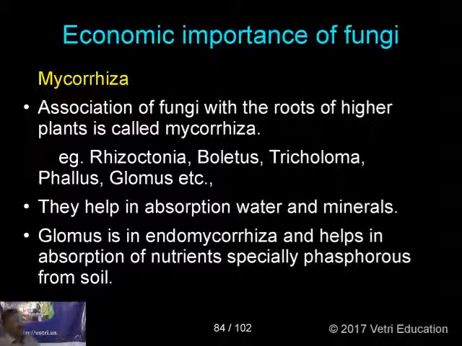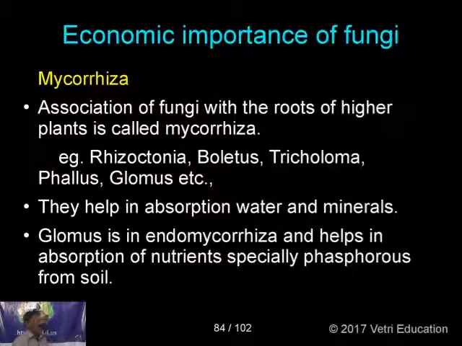Next, mycorrhiza. This is very interesting for helping the plants. Association of fungi with the roots of higher plants is called mycorrhiza. And this mycorrhiza differs from parasites. In parasites, only the parasite gets the benefit, whereas the host does not. But mycorrhiza is a type of symbiotic association where both are benefited.